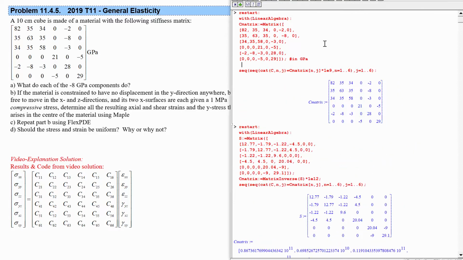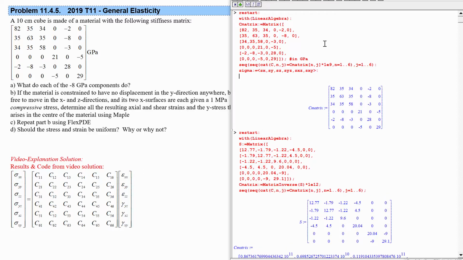All right, we know that the stiffness matrix is going to be relating the stress vector to the strain vector. So we can say sigma is equal to Sx, Sy, Sz, Syz, Sxz, Sxy, and the strain vector is epsilon x, epsilon y, epsilon z, and gamma yz, gamma xz, and gamma xy, the engineering strain for the last components.